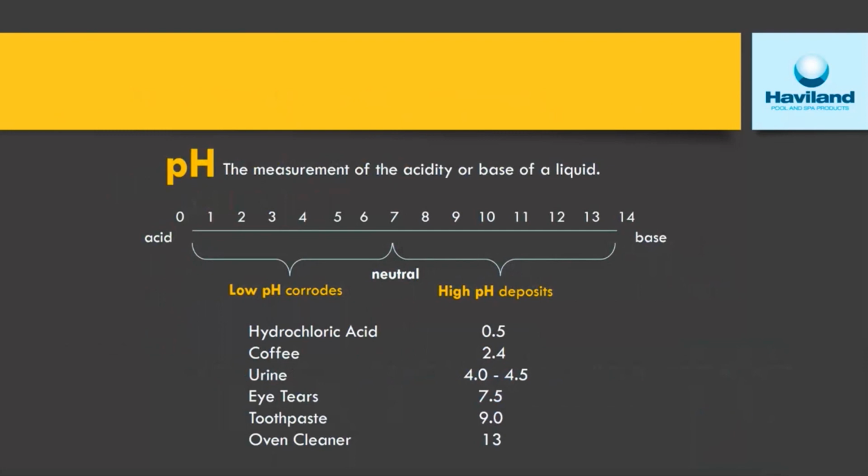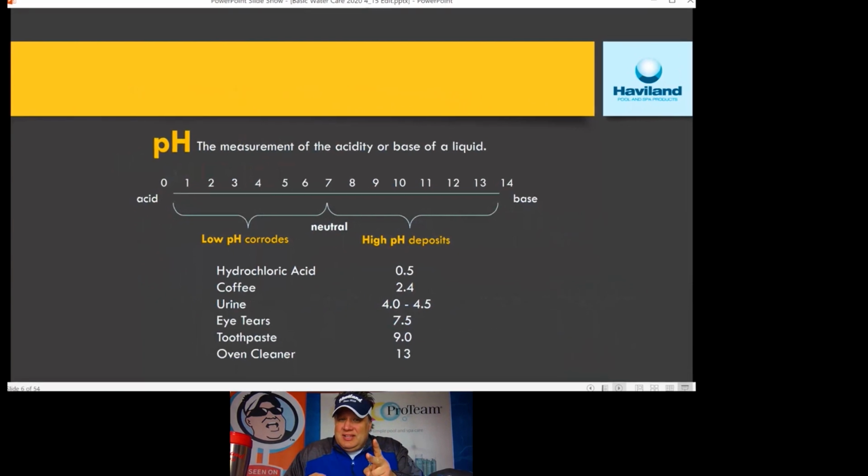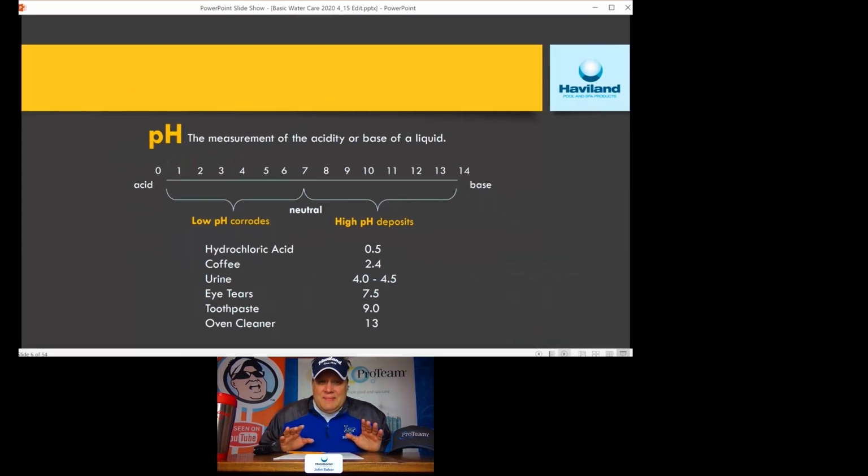Now here's what's important to remember. Remember I said this thing is logarithmic, right? So a pH of 6 is not one less than 7. It's 10 times more corrosive than a pH of 7. A pH of 5 is not 2. It's not even 20. It's 10 times 10. So a pH of 5 is 100 times more acidic than a pH of 7.